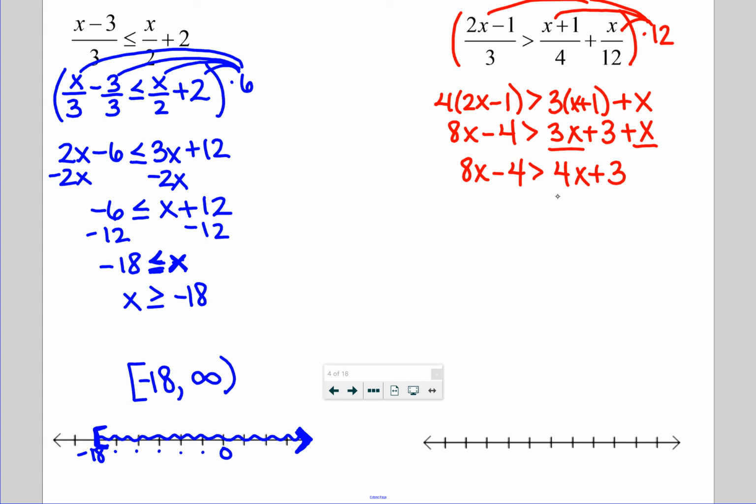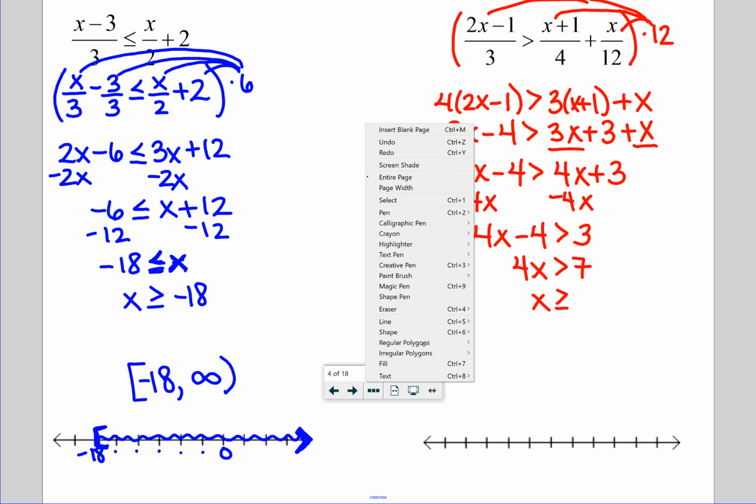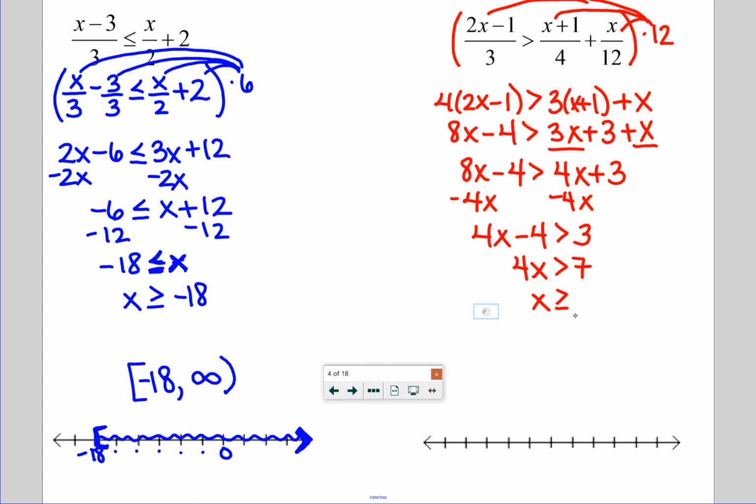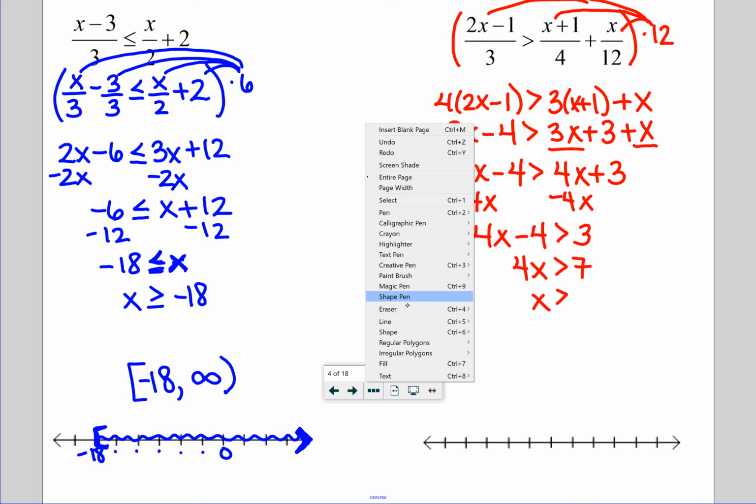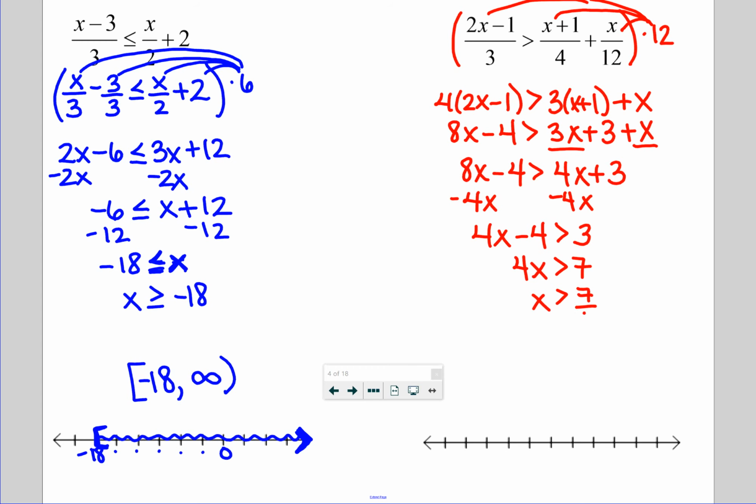Then I'm going to pick on the little guy. I'm going to subtract 4x on each side. So then I have 4x minus 4 greater than 3. Add 4 gives me 7, and divide by 4. Oops, not equal to. Don't do that. I have 7/4 then, which you can always turn into a decimal. If you just divide those numbers in your calculator, it gives you 1.75.